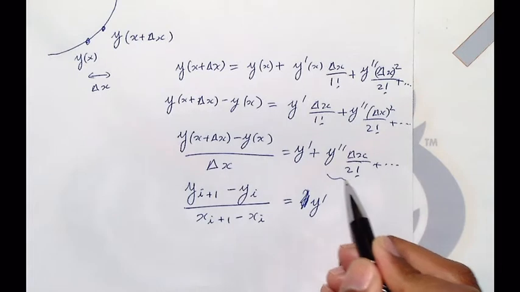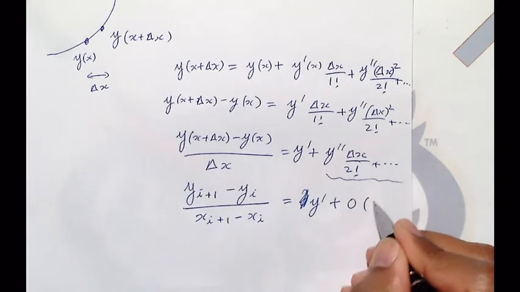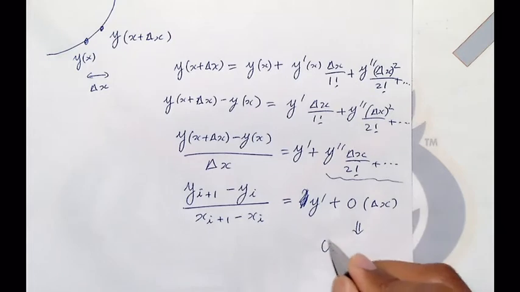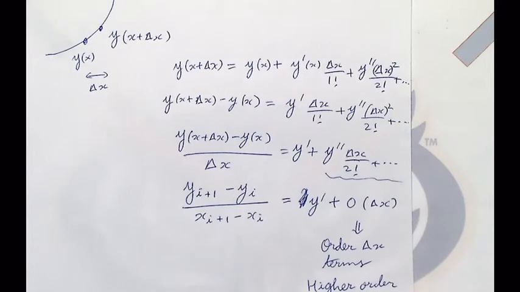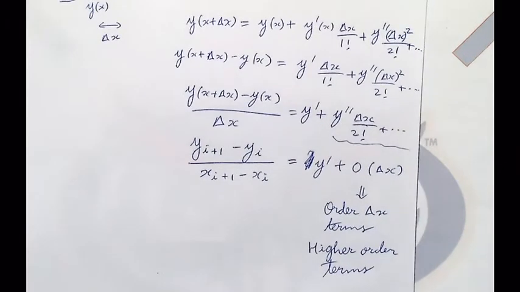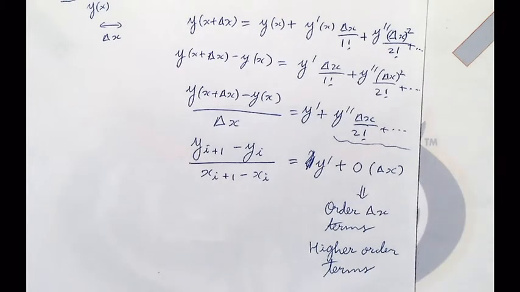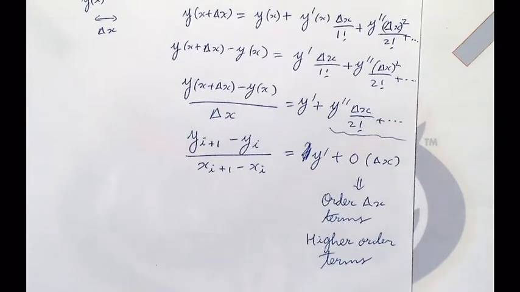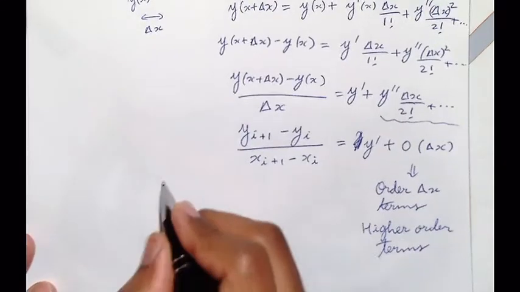I've basically removed these extra terms which were here, right? And we say these are order delta x terms. Order delta x terms. And they are higher order terms. These terms that we remove from our approximation basically tell us how accurate our estimate is. Okay. So let's try a few more possibilities. Okay, let's just write this out first.